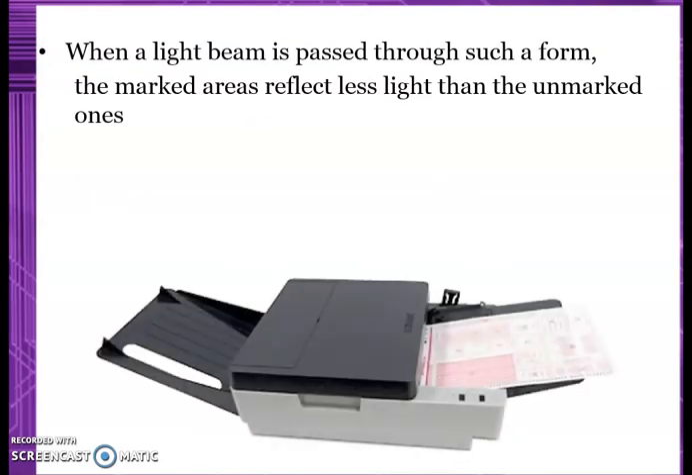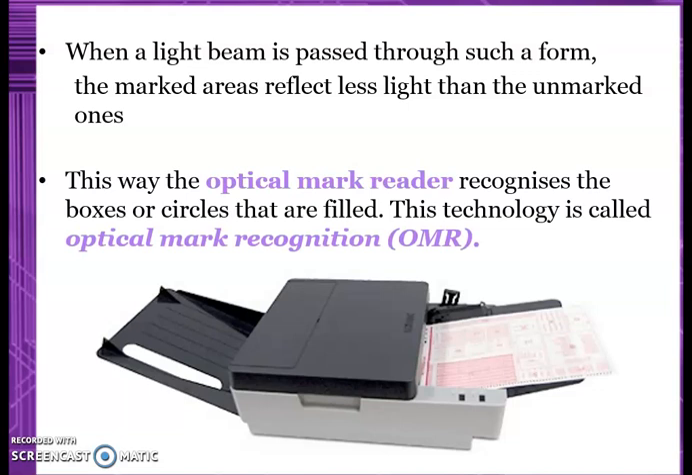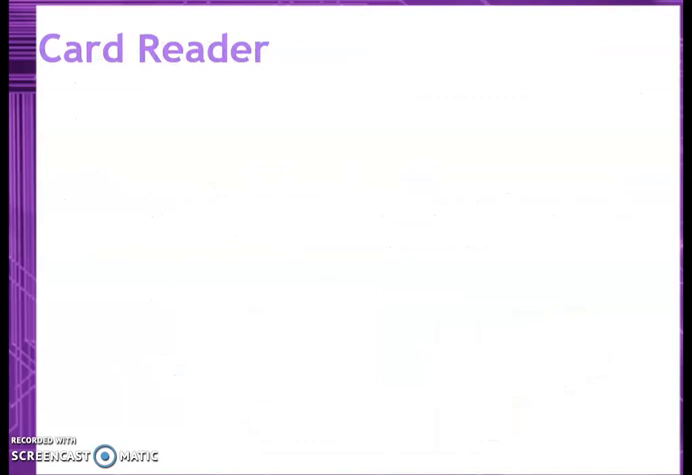Then this is scanned by the machine. When the light beam is passed over such a form, the marked area reflects less light than the unmarked one. Through this technique, they read the answers, which are the correct answers or wrong answers, what the student or test taker marked. Either it's wrong or it's right. So the optical mark reader recognizes the boxes of the circles and reflects. This technique is called optical mark recognition, OMR.